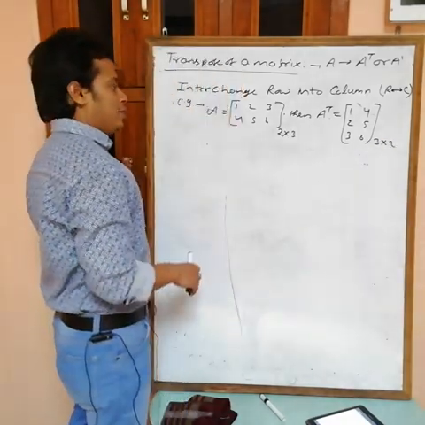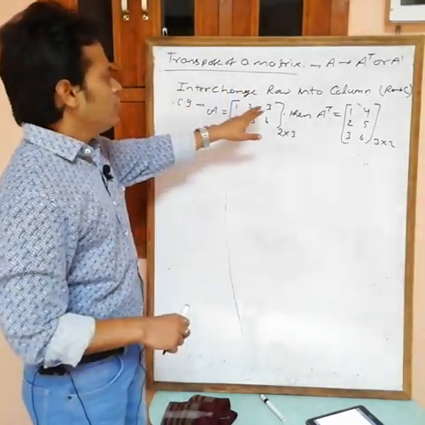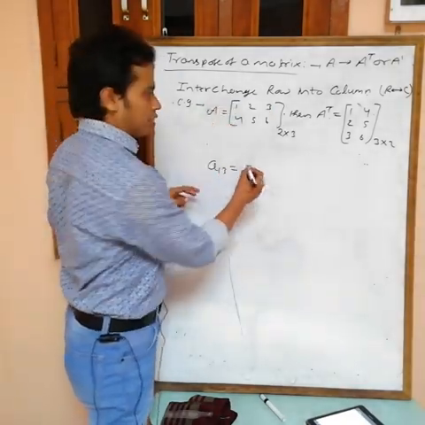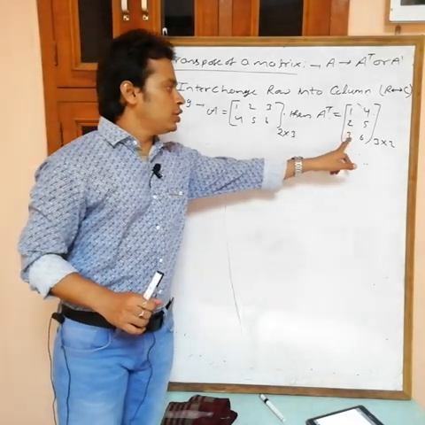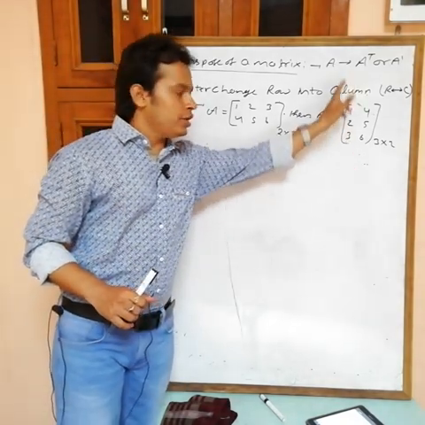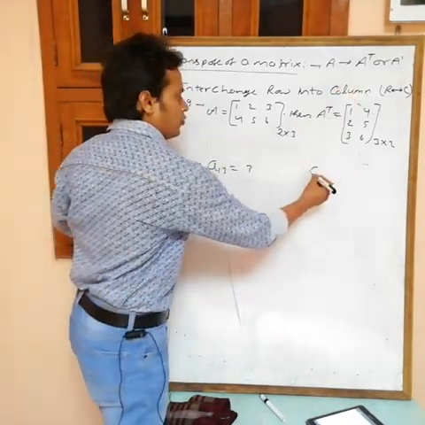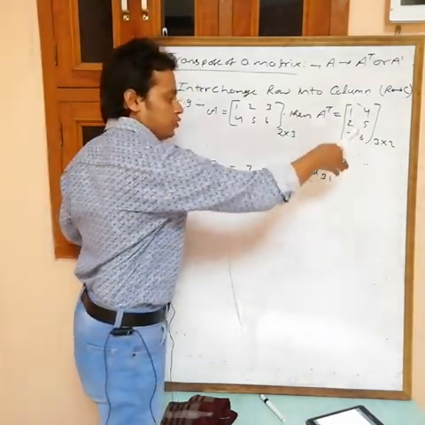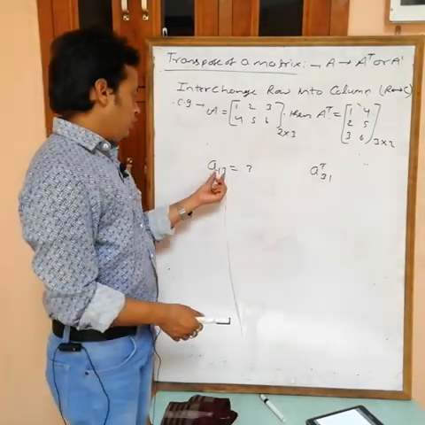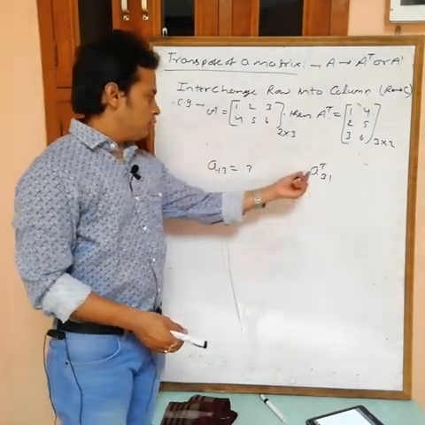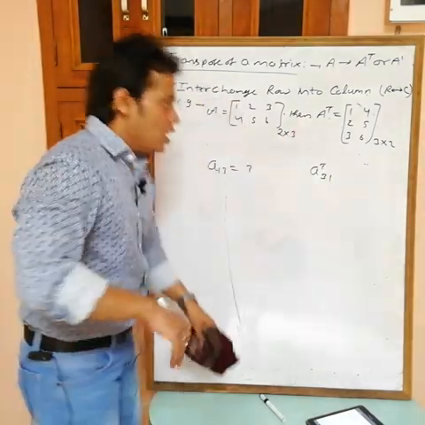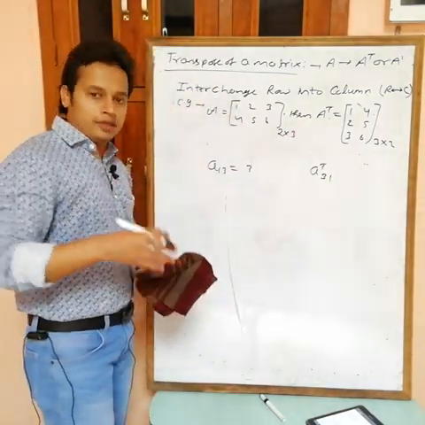Okay, and also, the 1/3 element in A is 3, but in A transpose 3 is the 3/1 element. Third row, first column. It means the 1/3 element of matrix A becomes the 3/1 element of A transpose. It means the ijth element becomes the jith element.